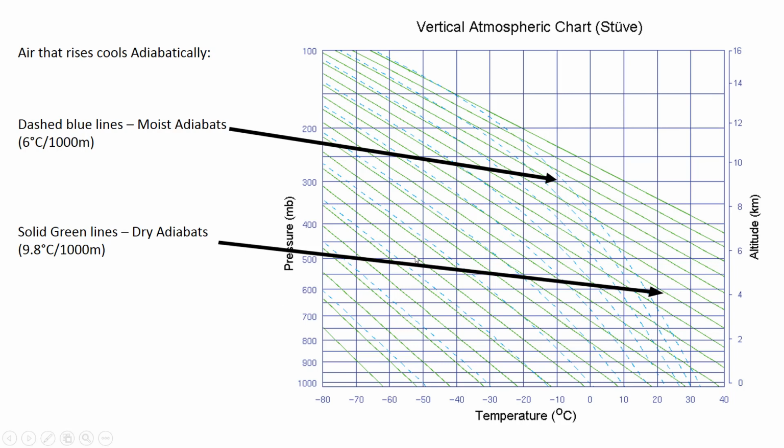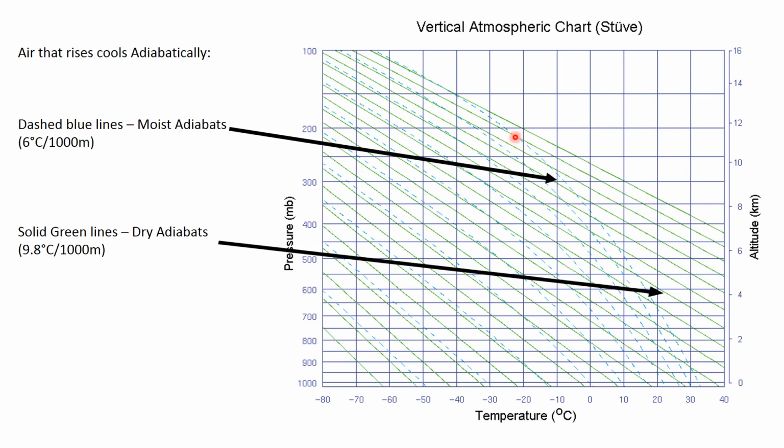There are two sets of lines on here. Let me pull up my laser pointer. The first set of lines are these dashed blue lines. These dashed blue lines are called moist adiabats. As air rises and expands and cools, eventually it can cool to the dew point. Once it cools to the dew point, you're going to get cloud formation.